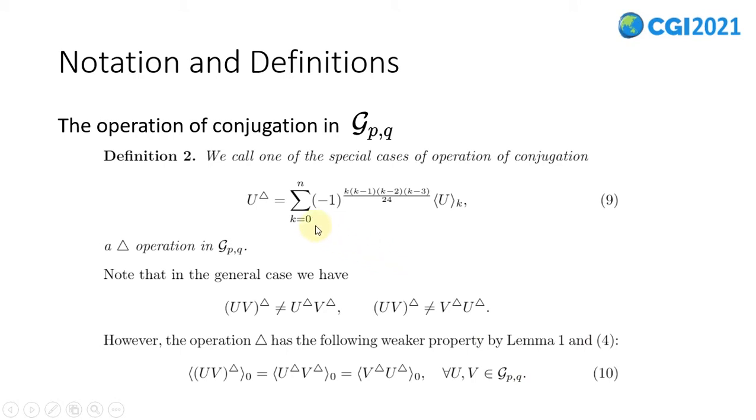Alongside these classical operations of conjugation, we also frequently use one additional operation of conjugation, the triangle operation, which we will denote by a triangle. In contrast to classical operations of conjugation, in the general case, this operation does not have similar properties. However, we discovered that the triangle operation has the following property number 10. This property is weaker in relation to the properties of classical operations presented earlier. We'll show them in a more general case later.